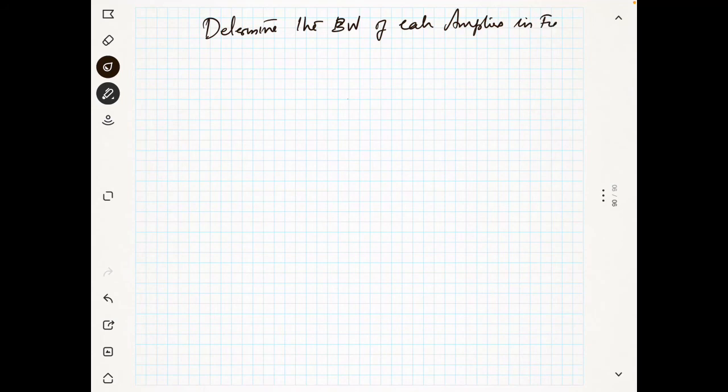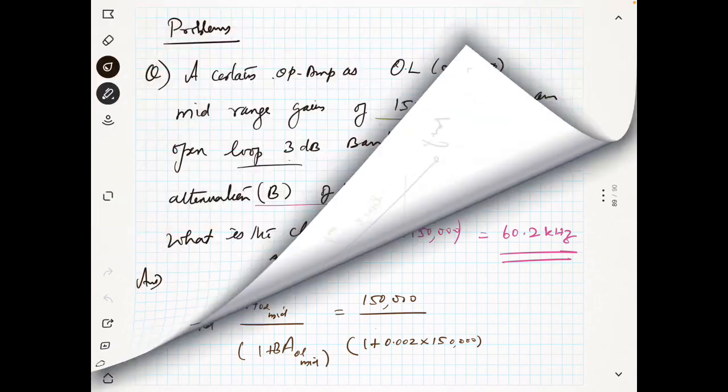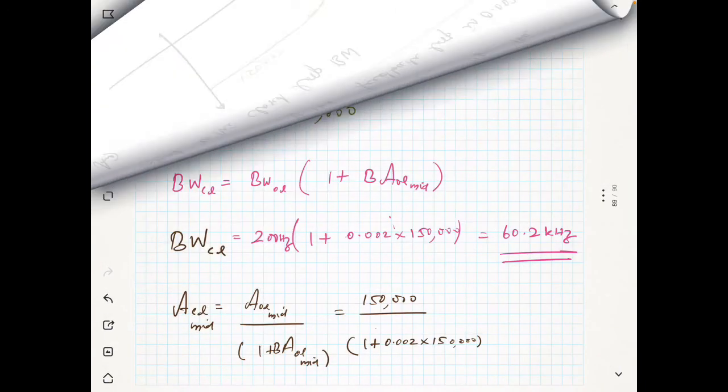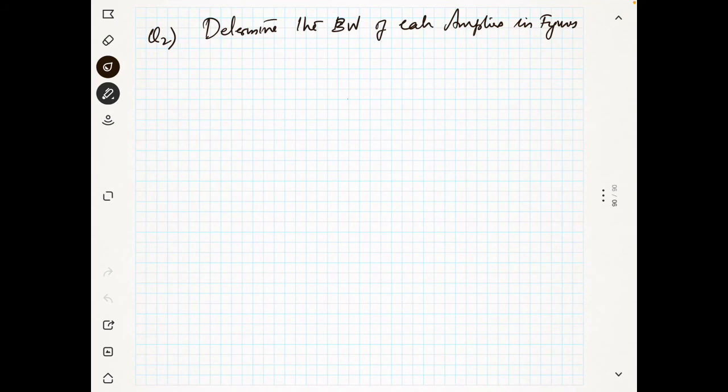Now, next question. Determine the bandwidth of each amplifier in figures below. So this is question number 2 and the previous one was question number 1.